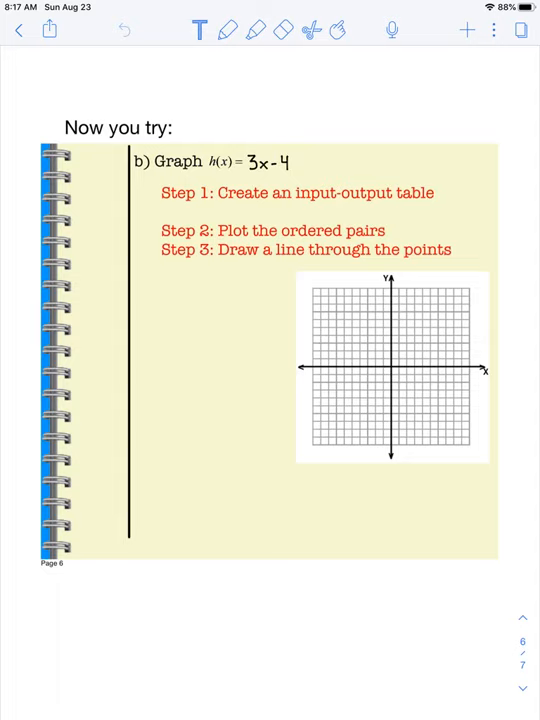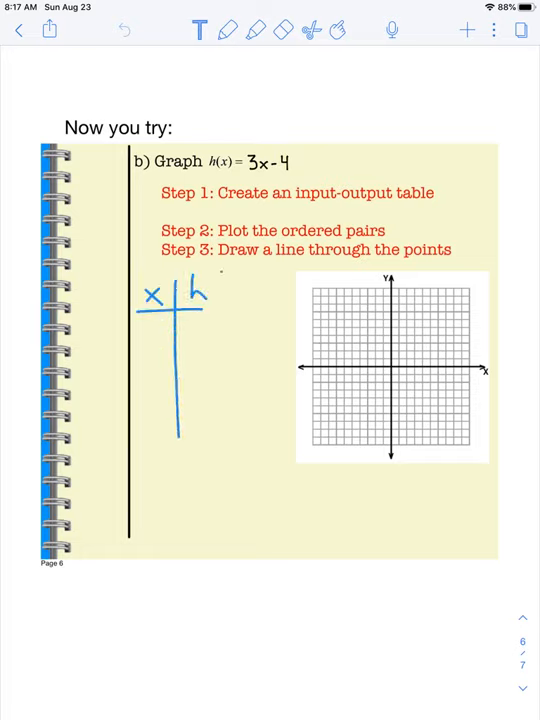All right, if you're doing notes in class, this is where we're going to stop and have you try to graph it by yourself. If you're doing this on your own at home watching the video, pause it, see if you can graph 3x minus 4 all by yourself, and then check it to see if you got it correct. I'm going to go ahead and solve for 3x minus 4. So first step is to create an input-output table.